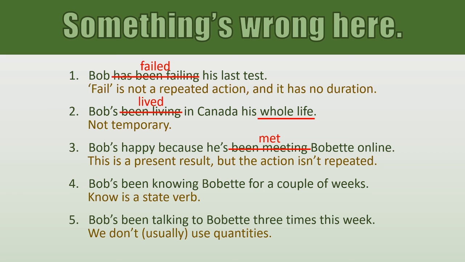Number 4, Bob's been knowing Bobette for a couple of weeks. Well, it started in the past, it continues now. We can change this simply to present perfect simple. Number 5, Bob's been talking to Bobette 3 times this week. Well, you could remove your quantity, or, as we've been doing for all of these, change our tense. Bob's talked, present perfect. Bob's talked to Bobette 3 times this week.